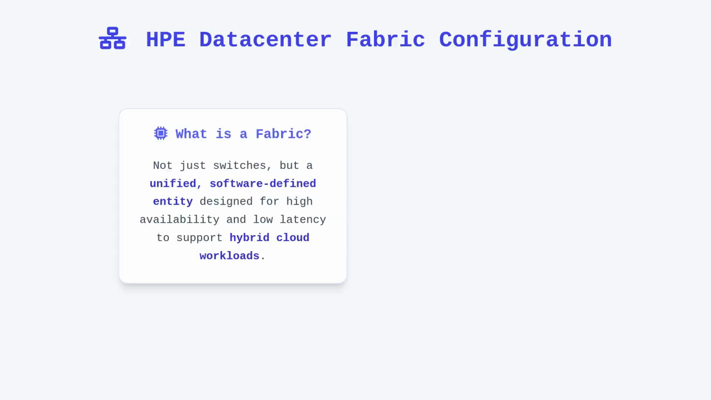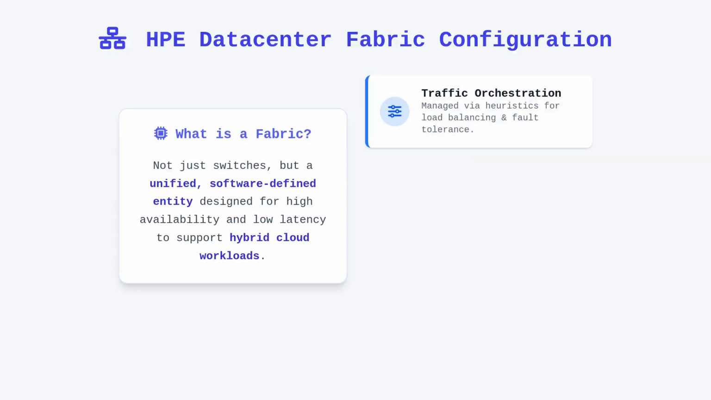When we talk about data center fabric configuration in the context of HPE solutions, we are essentially discussing the creation of highly available, low-latency interconnection layers that support modern hybrid cloud workloads. A fabric, by definition, is more than just a collection of switches. It is a unified, software-defined entity that manages traffic flow via specific heuristics to ensure load balancing and fault tolerance.